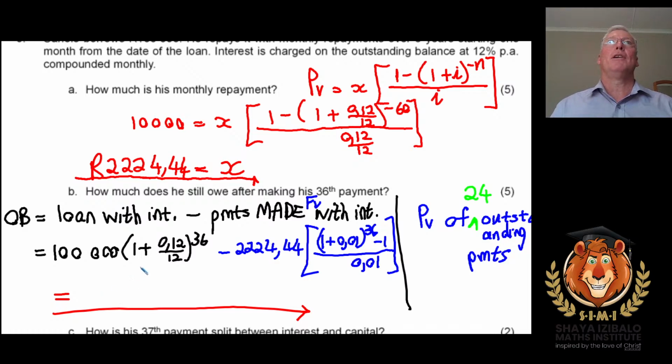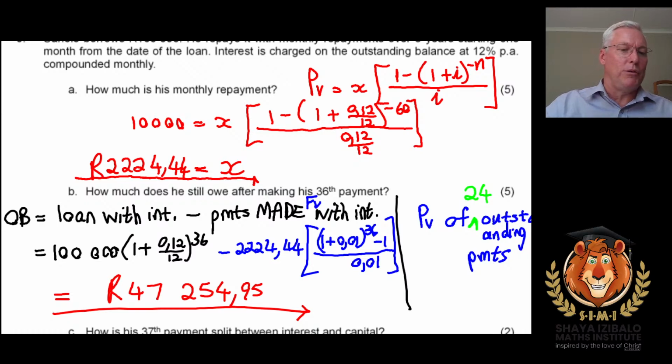Okay, so I'm going to just find the answer to this. It's actually 47,000. Sorry, my pen is working much better than last time. You'll notice 47,254 and 95 cents. Okay, that's how much he still owes.